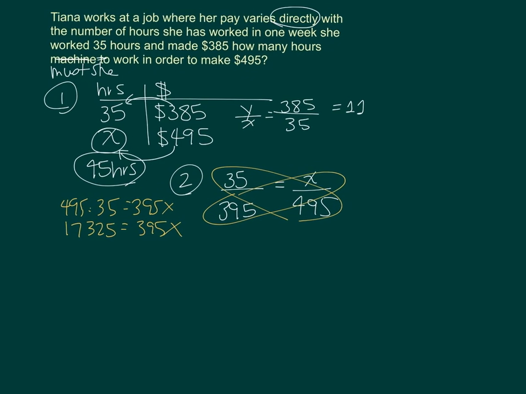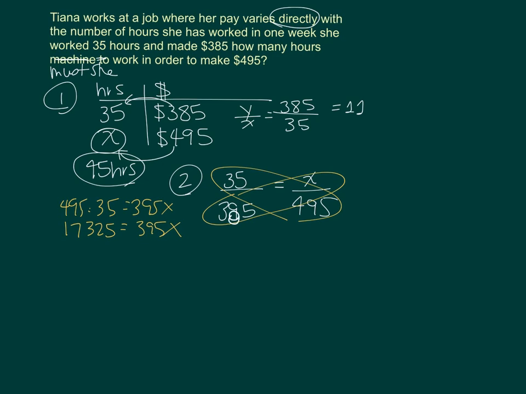I meant 485 there. Whoops. I meant to put 485. That's why my math wasn't working out. So it's 485, 485. And you should get x equals 45. Same thing as I got there. Everything's dandy. We're all good. Alright, remember to put your units, hours.